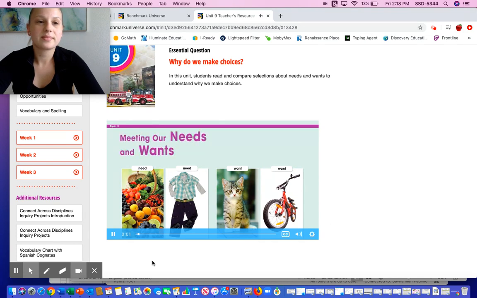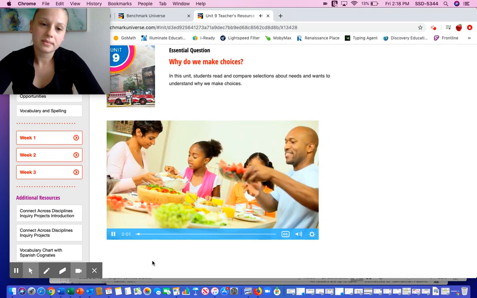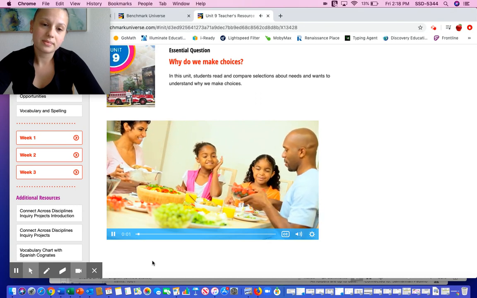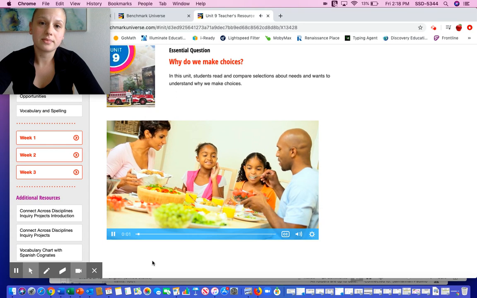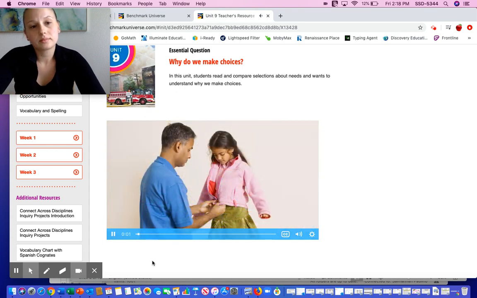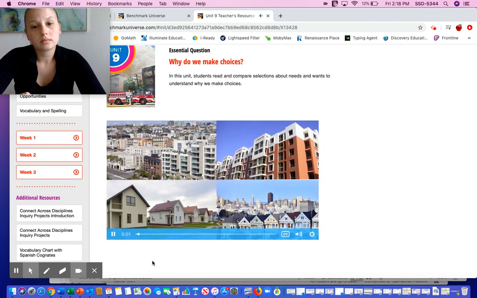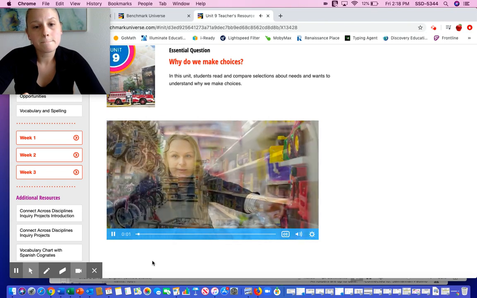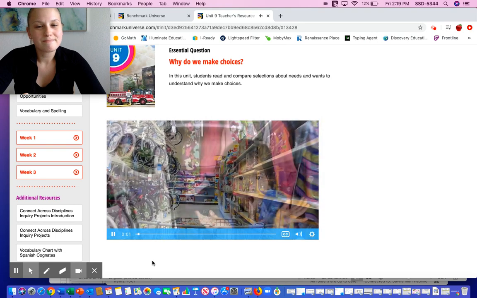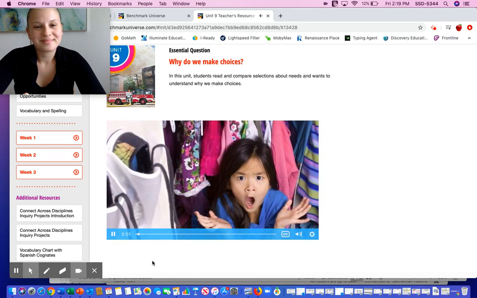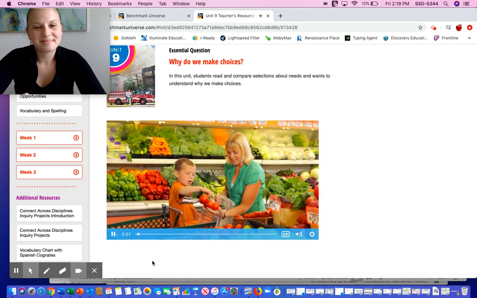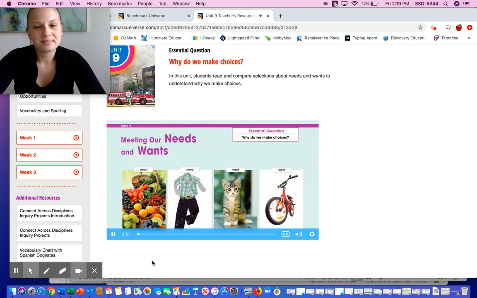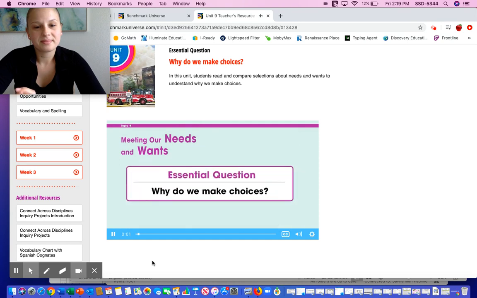Meeting our needs and wants. All people need certain things. A need is something you must have to survive. People need food, clothing, and a place to live. A want is something you would like to have, but do not need to live. People often want more than they need. They must think about how important things are and how much they cost. Why do we make choices?